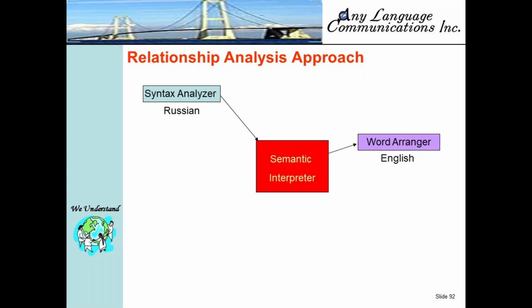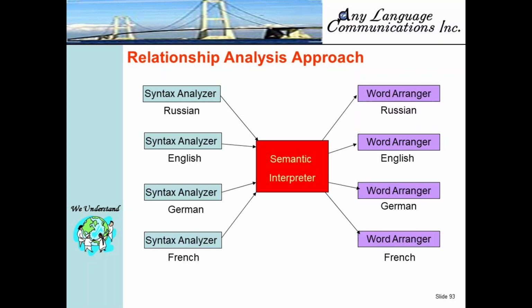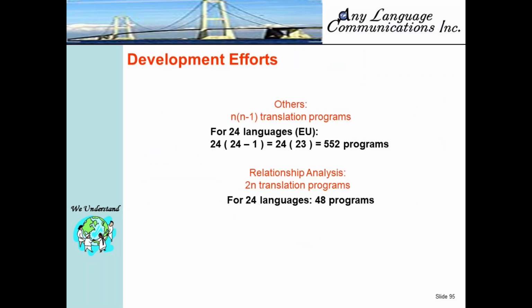So now, if we're translating from Russian to English, the Russian syntax is analyzed and goes through the semantic interpreter. Then the words are arranged in English. But now, any language will go through the same interpreter to be arranged in whatever order is needed. So for N languages, you need 2N translation systems, which has a big impact on the development efforts.